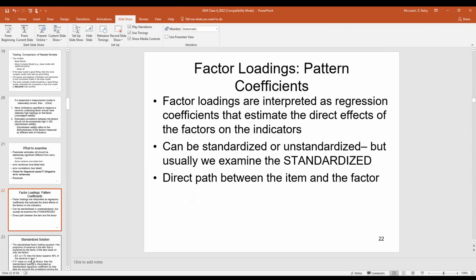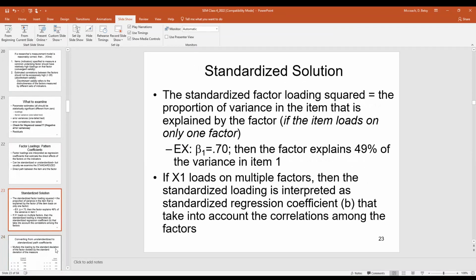Okay, pattern factor loadings or pattern coefficients. We can interpret these just like standardized regression coefficients, right? And these are really just direct paths between the factor and the item. And when we use the standardized solution, then the standardized factor loading squared.